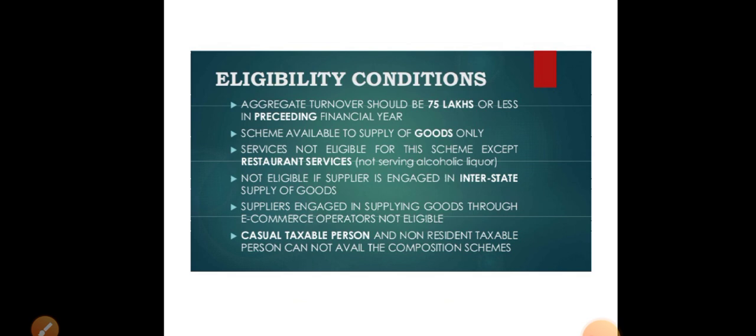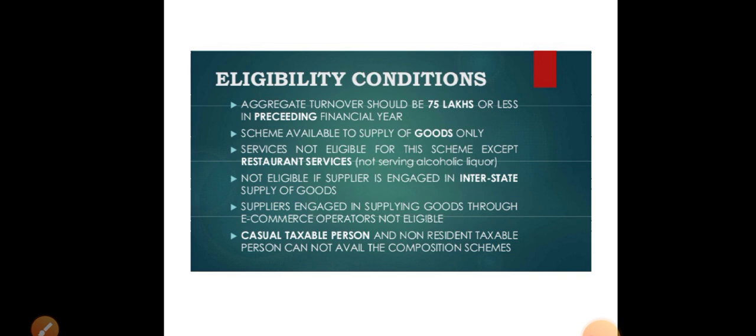Eligibility conditions to go under the composition scheme: one has to fulfill these conditions. Aggregate turnover should be 75 lakhs or less in the preceding financial year. So in a particular year, the total turnover should be less than 75 lakhs. The scheme is available for supply of goods only. So dealers who deal in goods can go for the composition scheme. Those dealing in services cannot opt for it, except restaurant services.